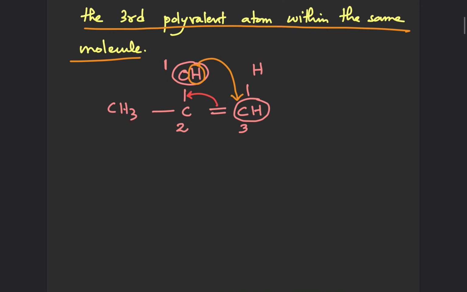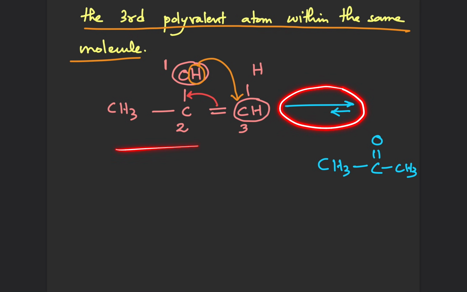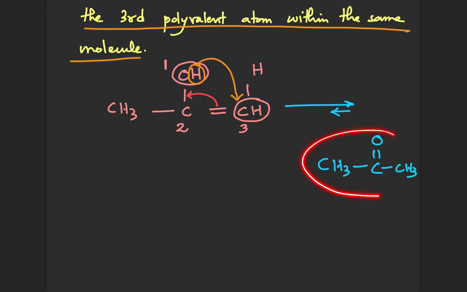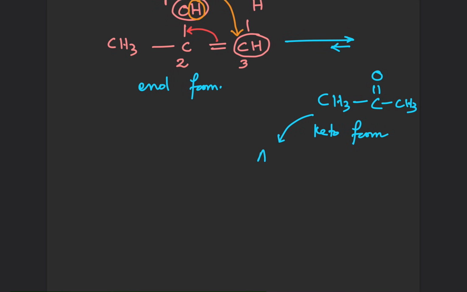So after it undergoes tautomerism, we will get CH3 C double bond O CH3. That is, this hydrogen is transferred to this carbon, and these pi electrons are transferred to between C and O. So we get this compound. You can look at these arrows. This shows that there is dynamic equilibrium between these two as they are tautomers of each other. But in this case, the keto form, that is this one, is more stable. So this is the keto form, this is the enol form, and this is our acetone.